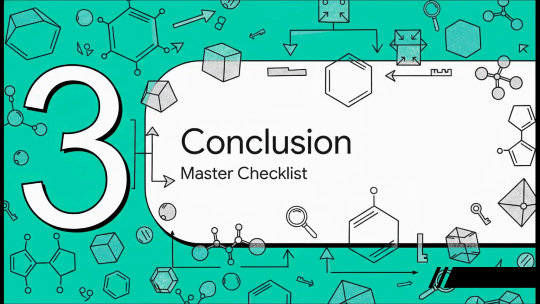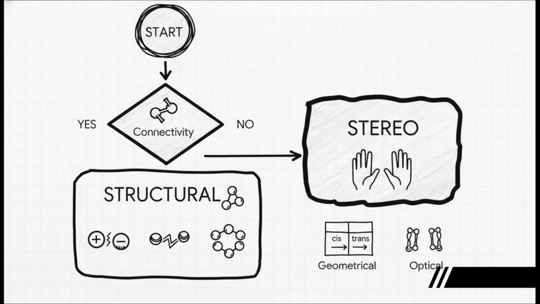Okay. Whew. We have covered a lot of ground. So let's bring it all together into one powerful tool, something you can use to figure out any kind of isomer you come across. Think of this as your master checklist. When you're given 2 compounds, start with step 1. Ask yourself, is the basic way the atoms are connected to each other different? If the answer is yes, you know you're dealing with a structural isomer. Then you just gotta narrow it down.